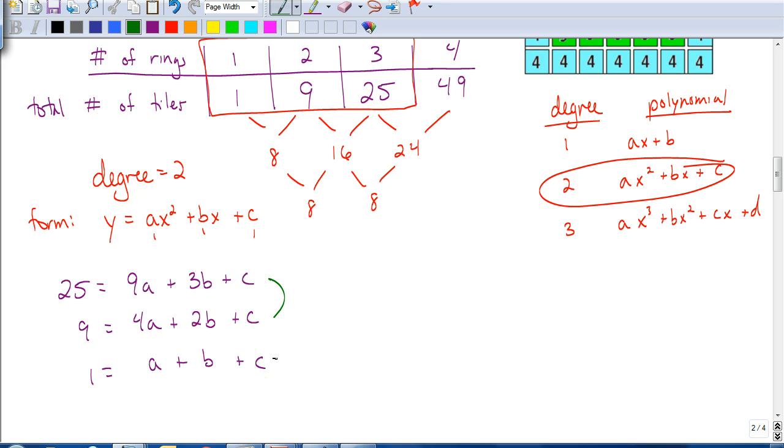So here's what you should have done. Subtract these. 25 minus 9 is 16. 9a minus 4a is 5a. 3b minus 2b is just 1b, and the c's are gone. Subtract these. 9 minus 1 is 8. 4a minus a is 3a. 2b minus b is b, and the c's are gone. Subtract these now. 16 minus 8 is 8. 5a minus 3a is 2a. Subtract the b's, those are gone. So now I can divide both sides by 2 to find out that a equals 4.